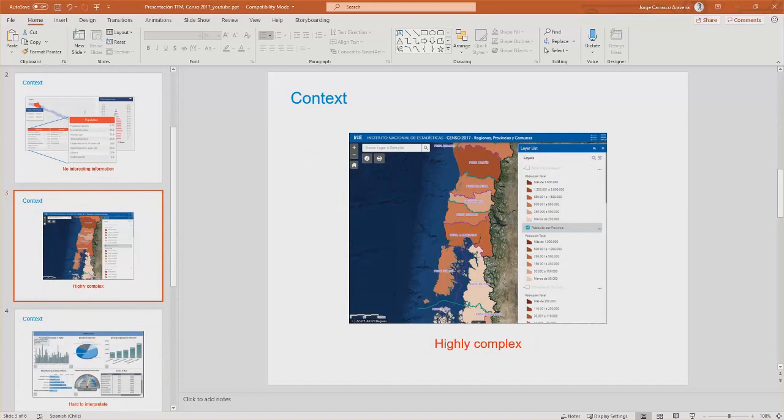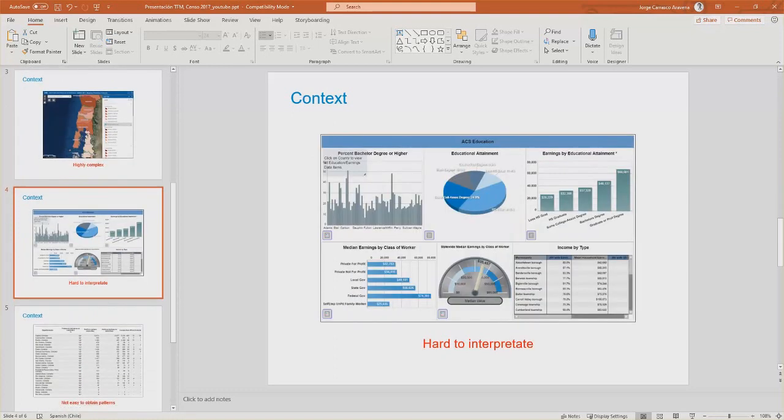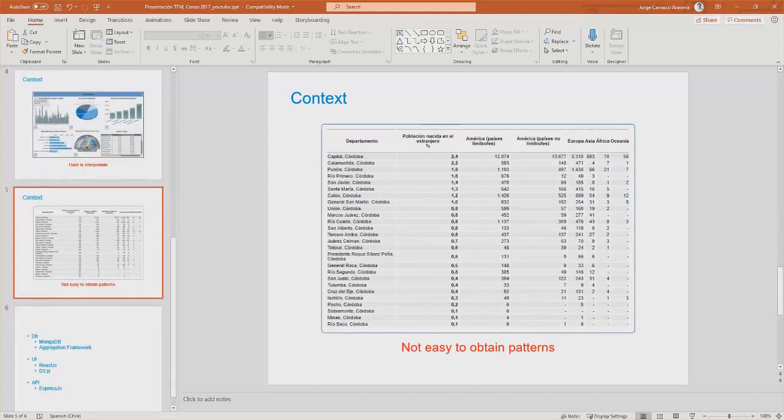Also very complex tools, not very easy to use and understand, as well as dashboards that are hard to interpret since they were built using these old fancy charts such as 3D pie chart, for example, that is not very easy to interpret. Also not easy to obtain patterns when you show data in this tabular view.